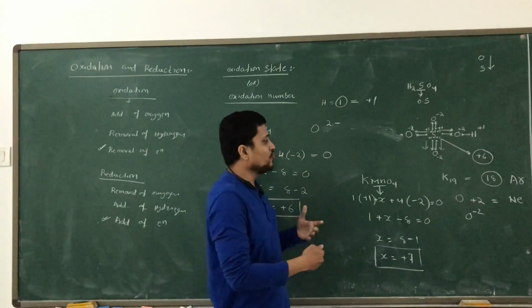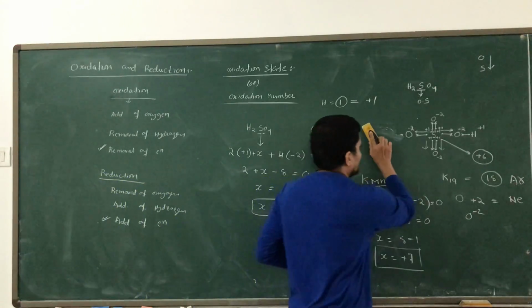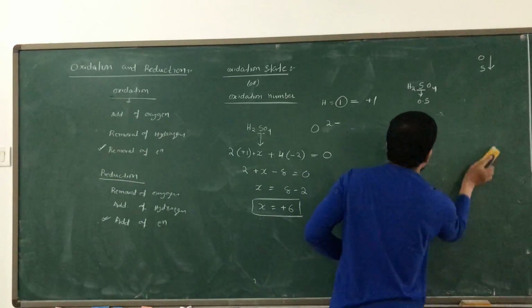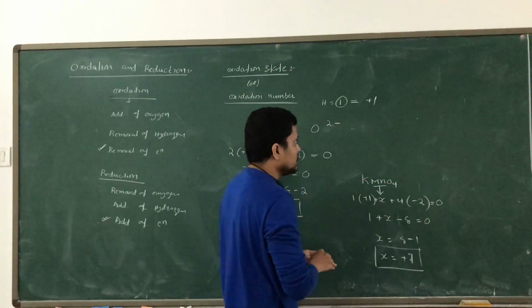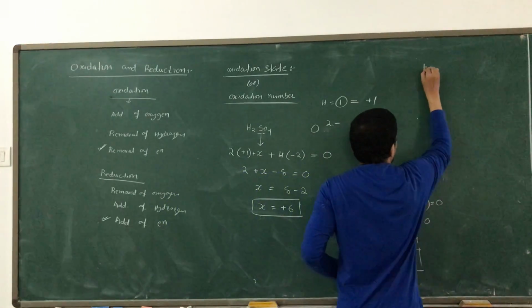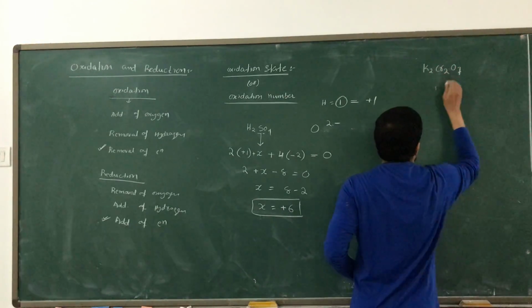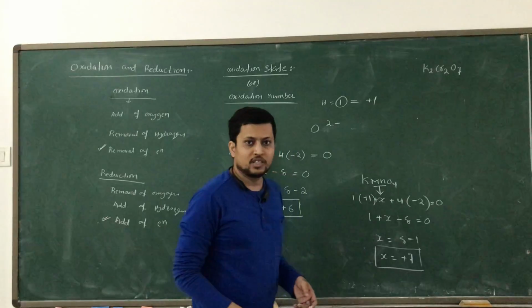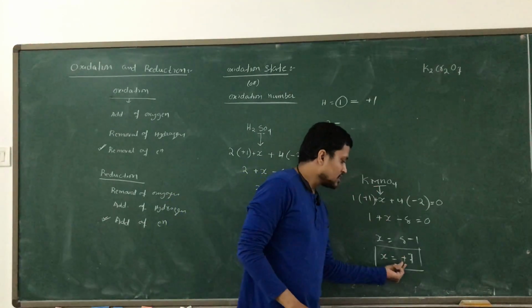In this way we can go for a number of examples. One more example I will show you so that you will understand very easily. Here I am just writing this particular compound, K2Cr2O7, potassium dichromate. In potassium permanganate we saw that manganese has a +7 oxidation state.